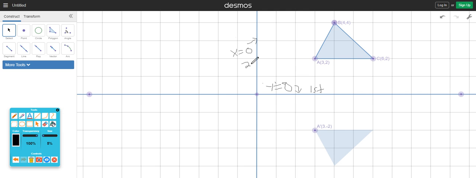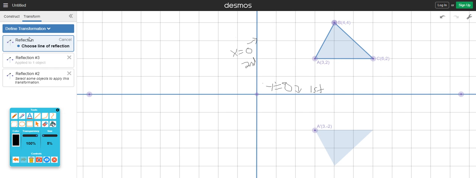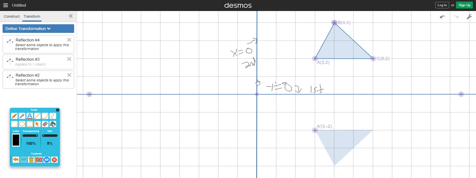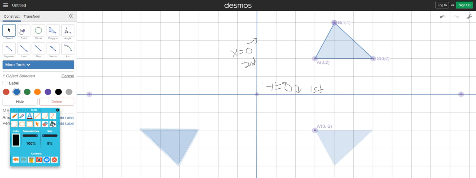Now, our second step is we are going to go over x equals 0, this line right here, and we're going to do this second. So remember, we need to do it over the one that has a prime. Okay. So I'm going to do a transformation. I'm going to choose reflection again. I'm going to choose this line, this shape. I'm going to apply. So now I am right here. This is a double prime, and it is 3, -2.